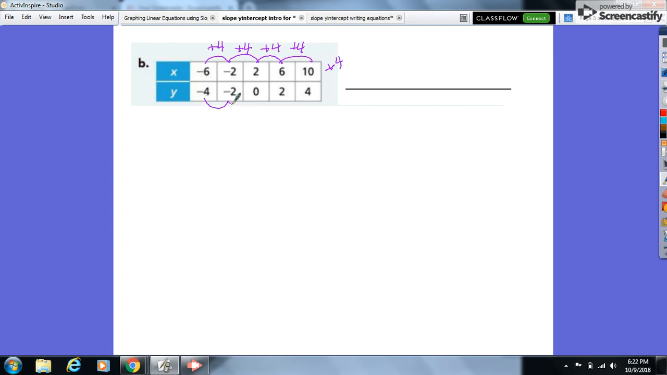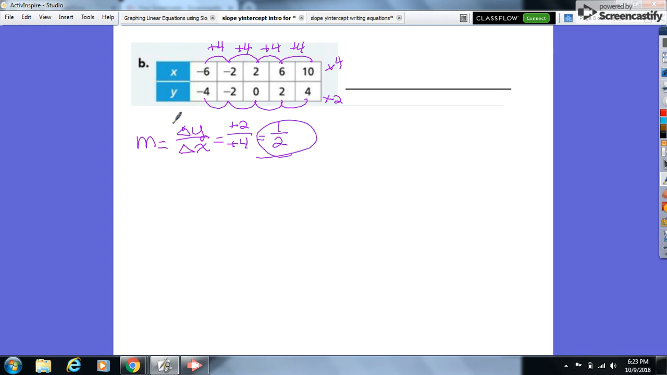Looking at my y's, -4 to -2 to 0 is actually +2. And remember, slope is change in y over change in x. My change in y is +2. My change in x is +4. And the fraction 2/4 reduces down to 1/2. So my slope is 1/2.